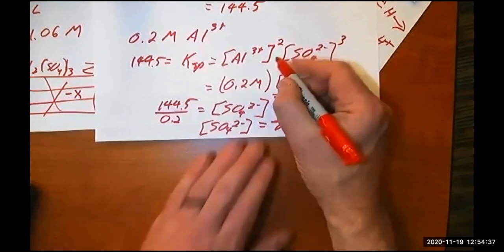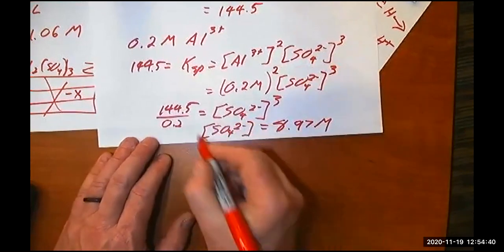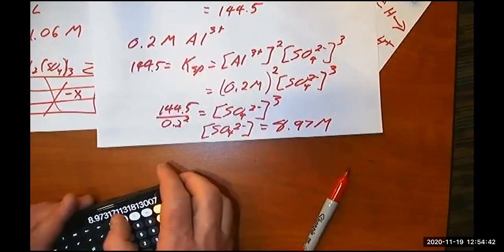Oh, I didn't square it. I didn't square it. Right. Is that what you're saying? Yes. Okay, thank you. Right, let me try that again.